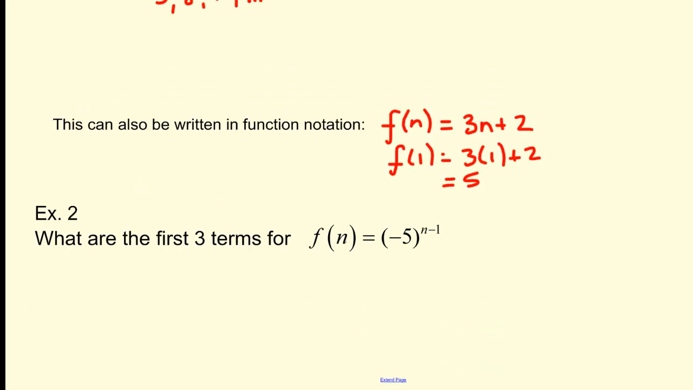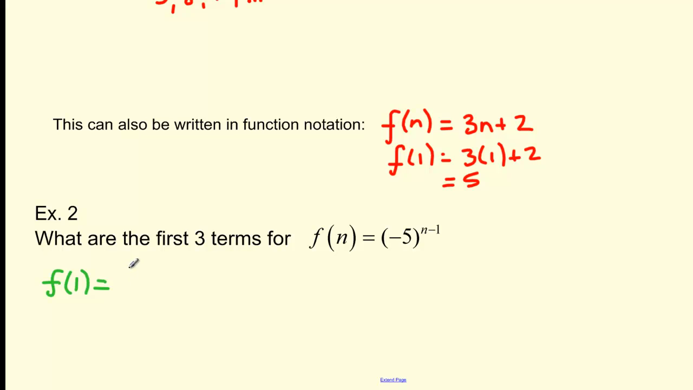Let's look at another example. So what are the first 3 terms if, given in function notation, my sequence is f at n equals -5 to the exponent n minus 1? We're going to use the same process that we used before. So I'm going to find the function at 1, which is my first term.